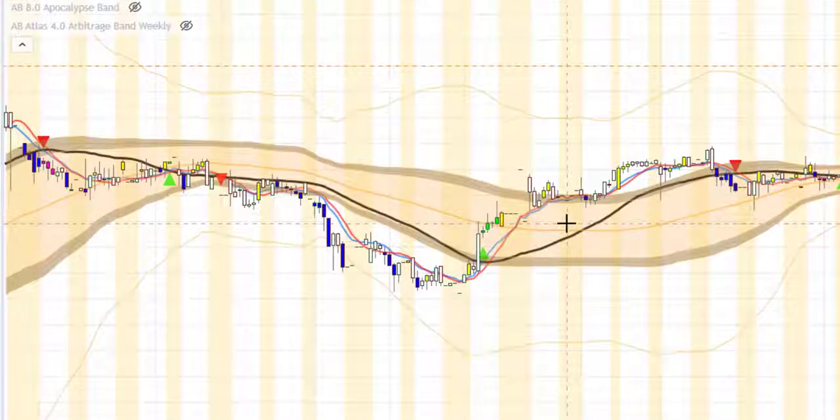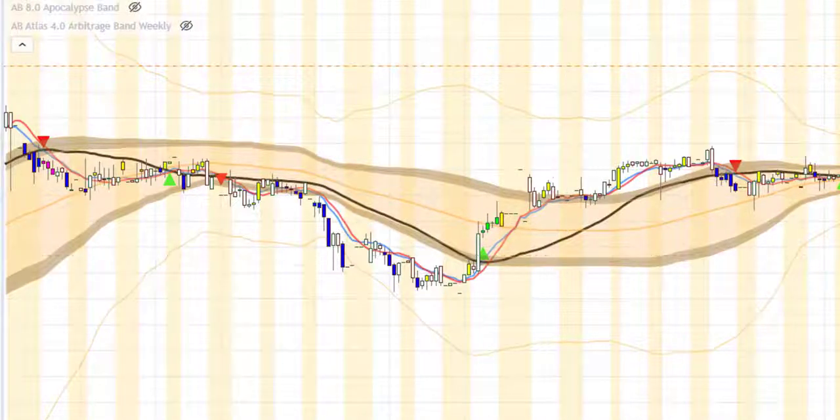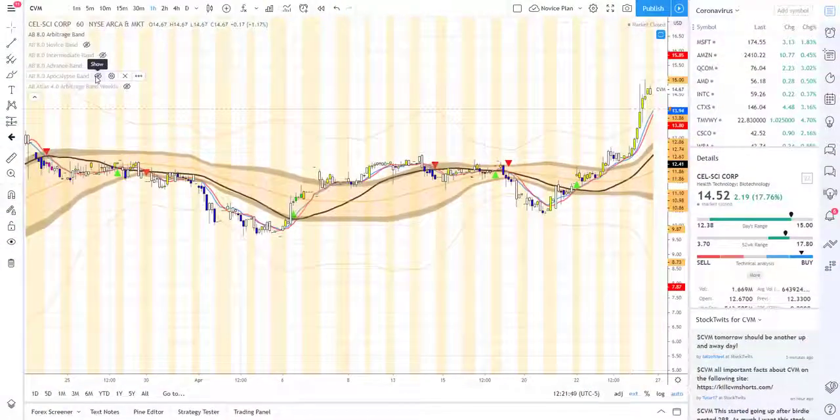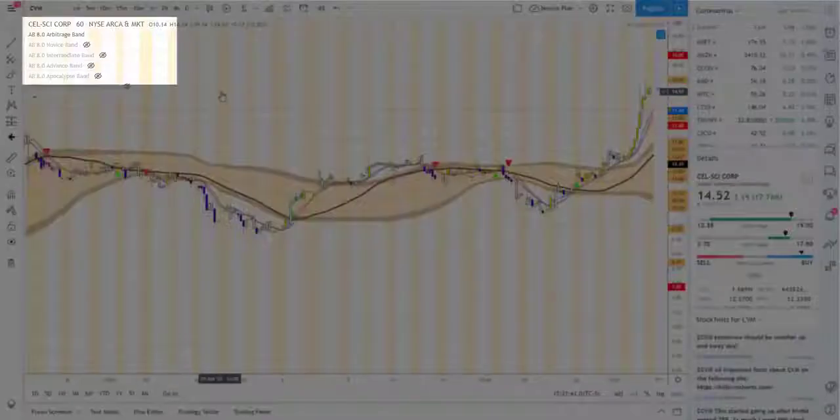There's a lot of other indicators that we use to confirm or verify what we're looking at. But this is just a very basic arbitrage band video. We'll be making many more intermediate and advanced videos of how to read this band, how it looks with many other bands. There's quite a few bands and they're very powerful.